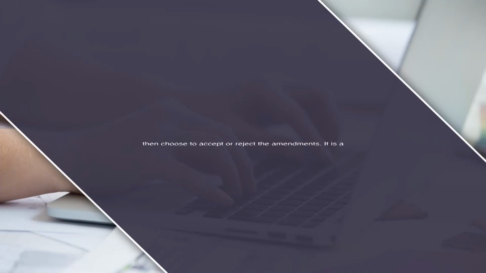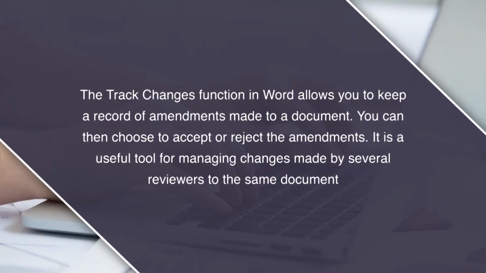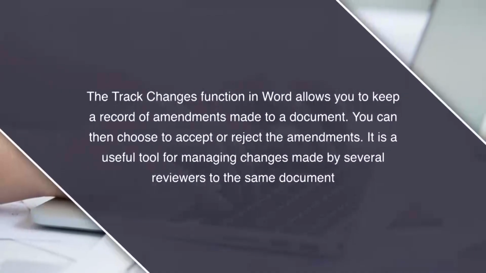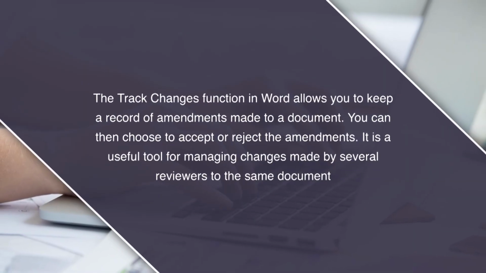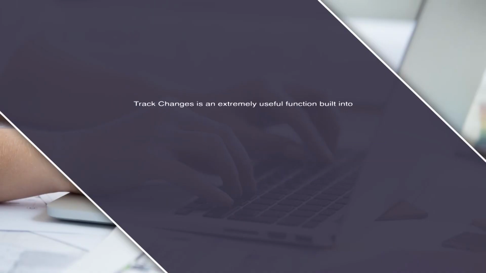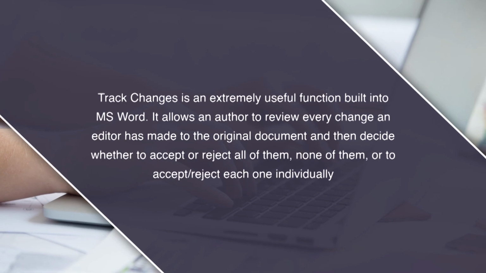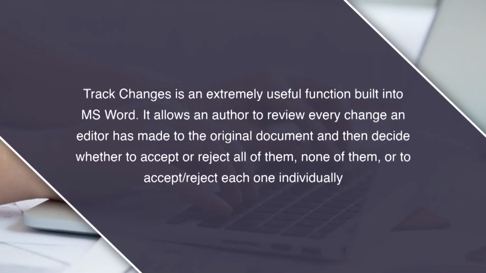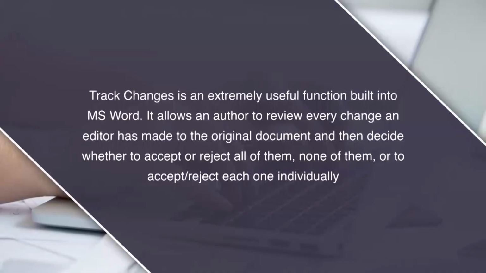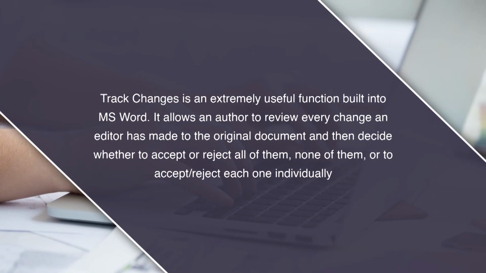So tracking is a very important affair, because the track changes function in Word allows you to keep a record of amendments made to a document. You can then choose to accept or reject the amendments. It is a useful tool for managing changes made by several reviewers to the same document. Track changes is an extremely useful function built into MS Word. It allows an author to review every change an editor has made to the original document and then decide whether to accept or reject all of them, none of them, or to accept or reject each one individually.